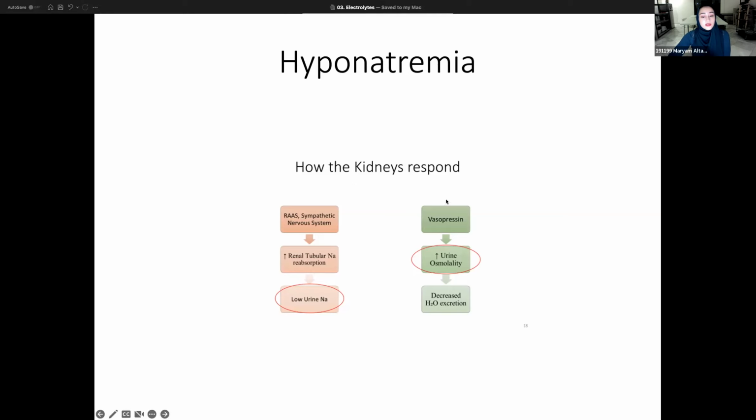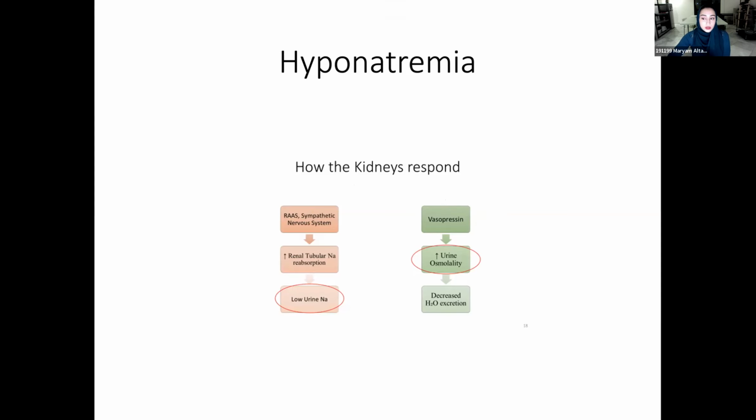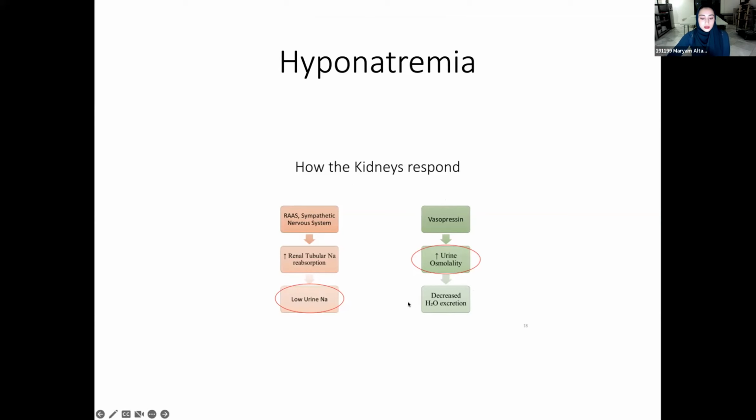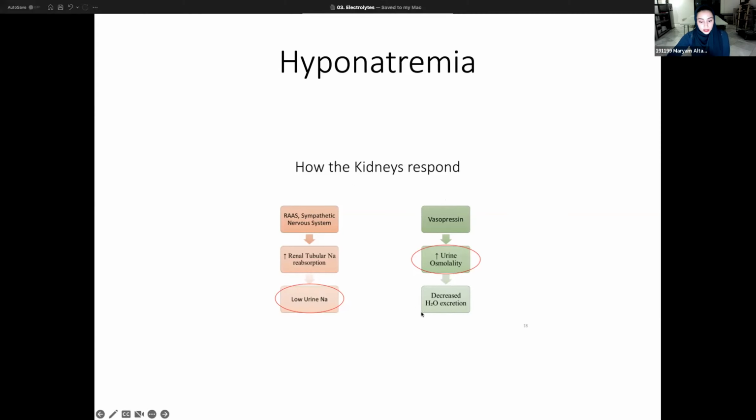Okay. However, when we look at vasopressin, which is antidiuretic hormone, we're mainly looking at the aquaporin channels, and you're going to increase your urine osmolality because here you're mostly absorbing water. And so you're decreasing your water excretion. In cases where you have high ADH, for example syndrome of inappropriate ADH secretion, you're going to expect very concentrated urine, right? Because your vasopressin is very high.